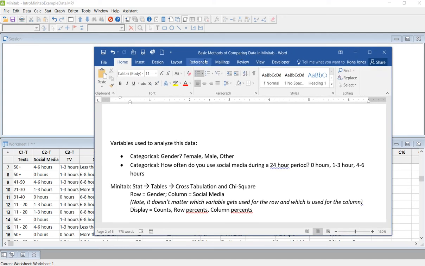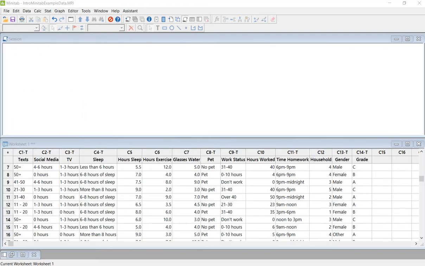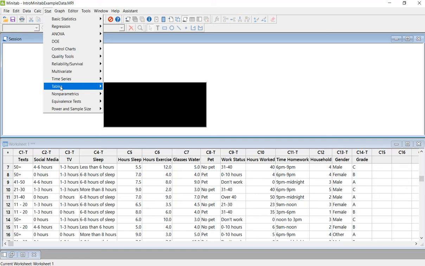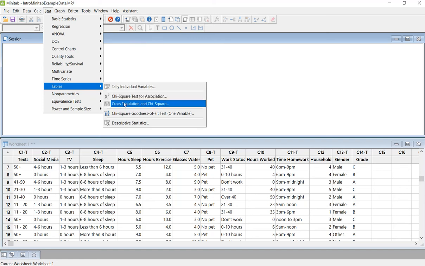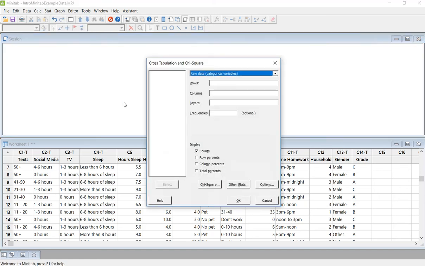Also remember, this is that handout that you do have access to that I'm going through, so I would suggest taking notes on it. And then also, you've got this example Minitab file, so you can play along at home. So how do we do this? We're going to go to Stat, Tables, Cross Tabulation and Chi-Square.